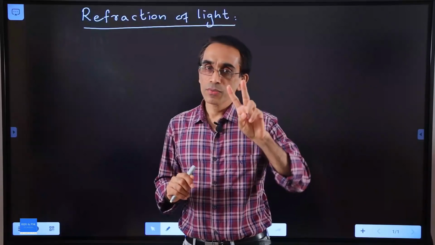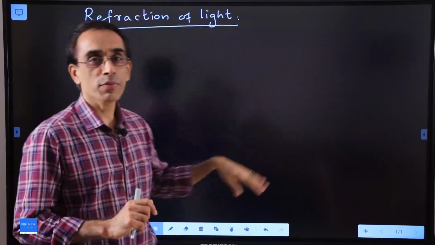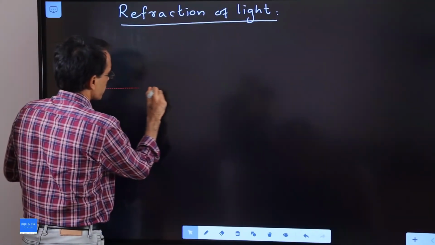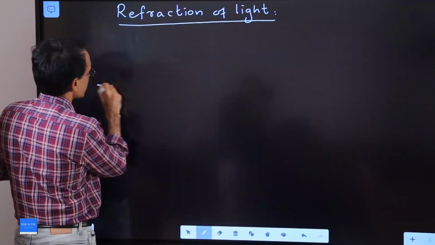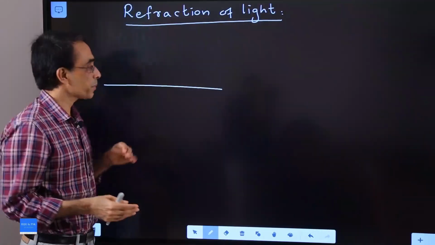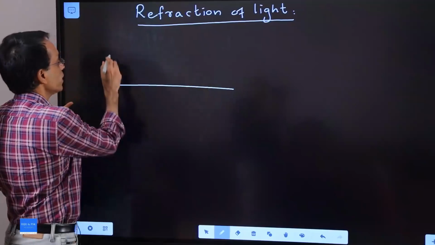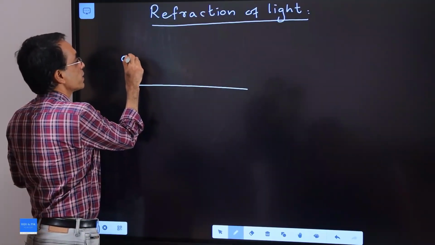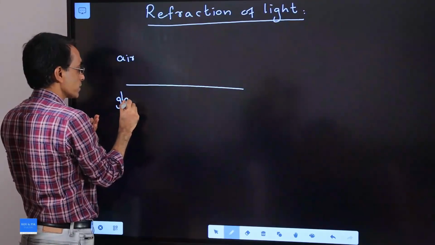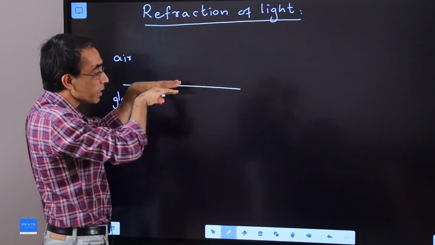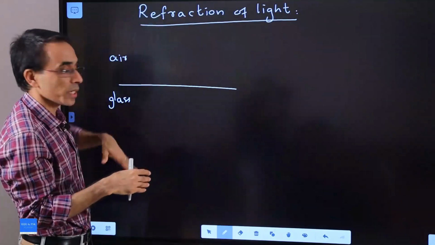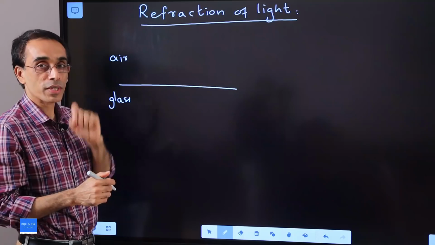Dear children, from reflection we are moving on to refraction. Okay, watch me. This line is called an interface. That means it separates two media. As a simple example, the upper part is air and the lower part is glass. Actually, it's not a line, it's a surface which is separating two media. So this is known as an interface.